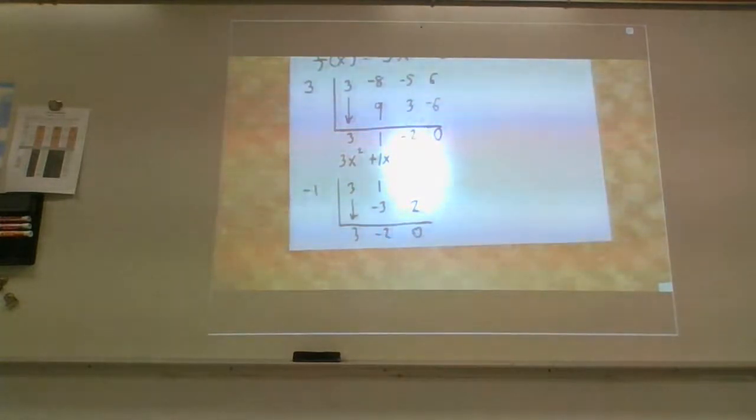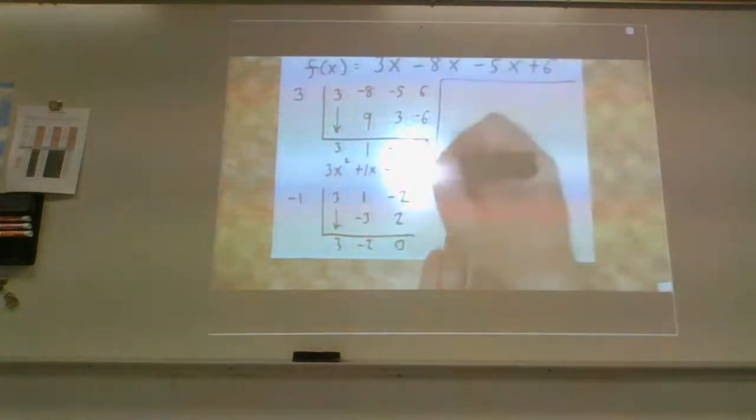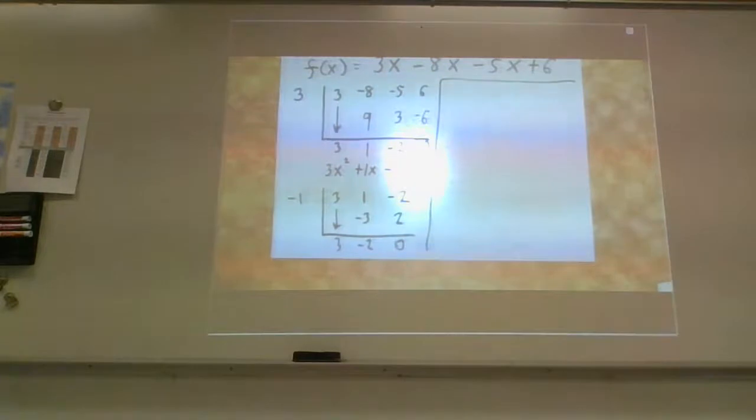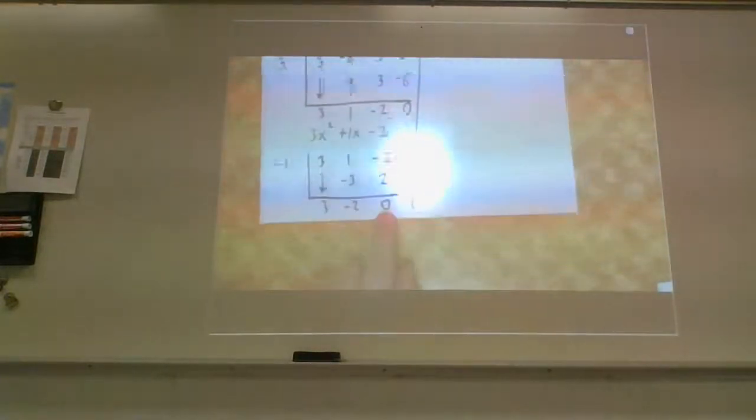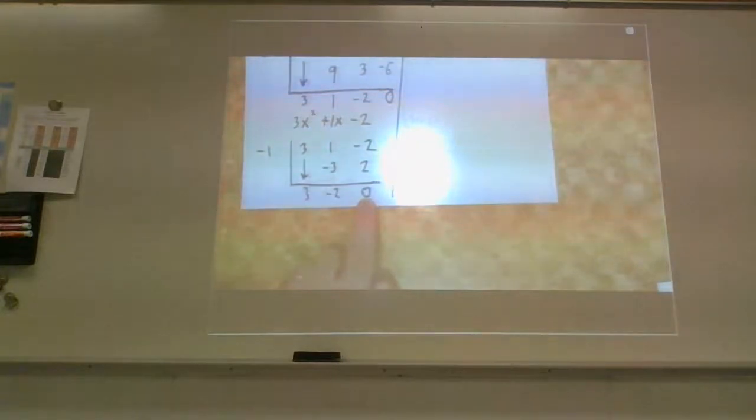Now, this is the most important part of this problem. This moment is the most important part of this problem. Look where I'm pointing. The number that I'm pointing to is your remainder. The number that I'm pointing to right now is your constant.